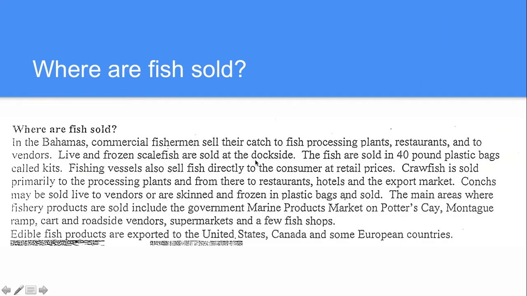Now, finally, we're looking at where fish are sold, okay? You will know a lot of this already, like the main areas where fishery products are sold include the Government Marine Products Market on Potters Quay, Montague Ramp, and a few fish shops, etc, okay? Some of this edible fish is exported mostly to the United States, as its proximity makes it easier and cheaper to send it there, okay? And so can you just go through and highlight those parts here, the main areas here, different methods there.